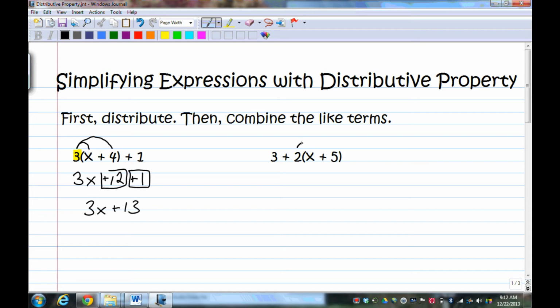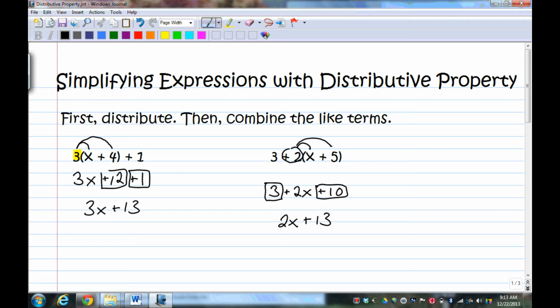Here I'm distributing the 2 to everything on the inside, and I am distributing a positive 2. So I have the 3 is the same. That's not going to change out in front. Then I have positive 2 times x gives me positive 2x. Positive 2 times this positive 5 gives me a positive 10. My like terms, I have a 3 and I have a positive 10, gives me 13. But remember, I'm going to write the variable first, 2x plus 13.